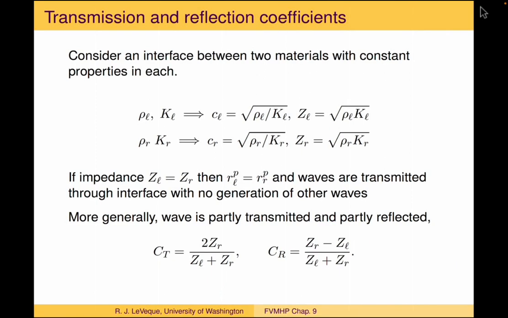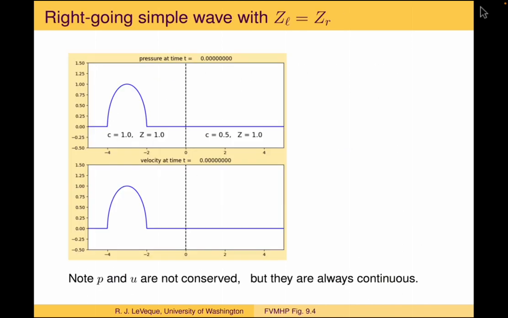So let's look at an example first of the case where the two impedances are equal. So here's an example where ZL is equal to ZR. And so on the left we have Z is 1, and on the right Z is 1, and there's only a change in the sound speed. So this comes from choosing rho and k in such a way that rho times k is the same on both sides, but k divided by rho is different on the two sides.